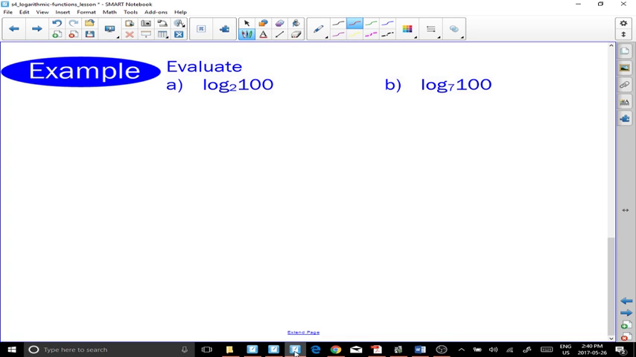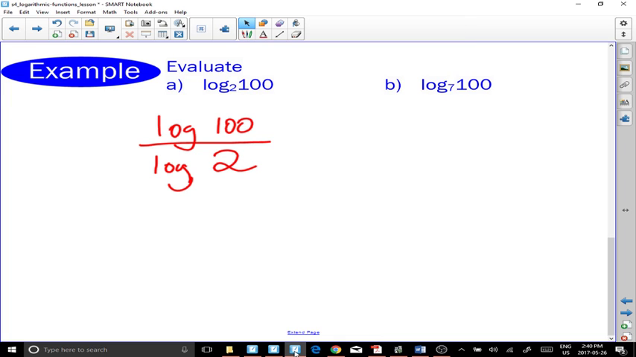But what we can do is write the log of 100 divided by the log of the base. Now the base is 2, so we're going to write that as the log of 2. So if we take the log of 100 and divide it by the log of 2, then we'll figure out the answer to that question. And we already did this using Desmos. We saw that it was 6.645 or something like that. So that's what we should get when we do this.